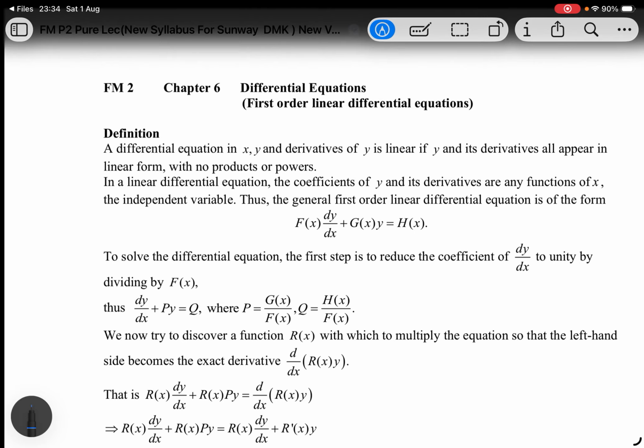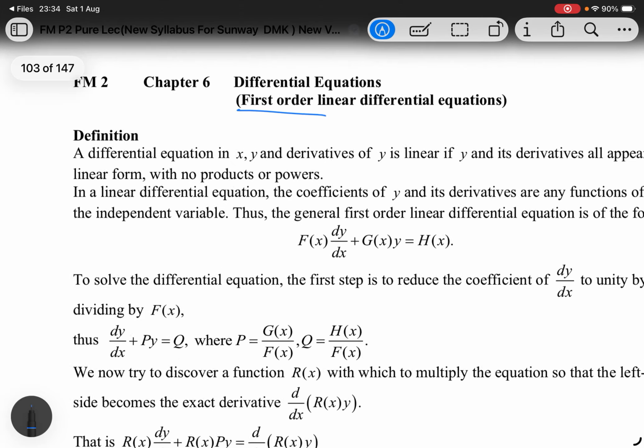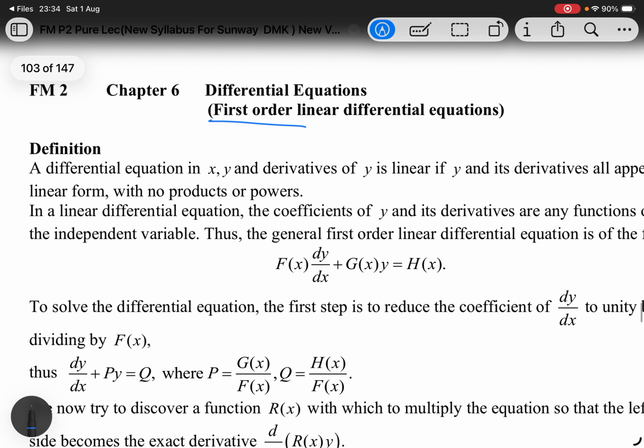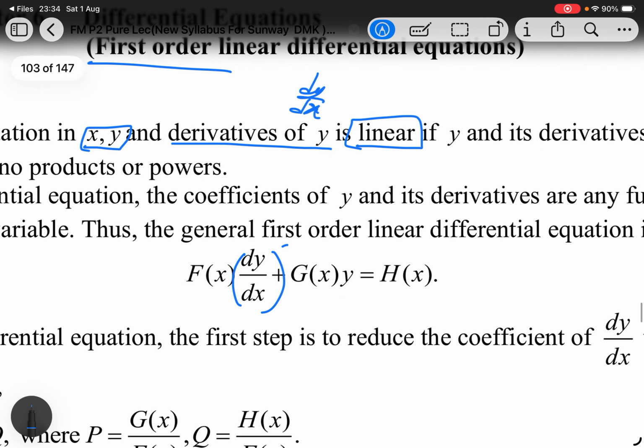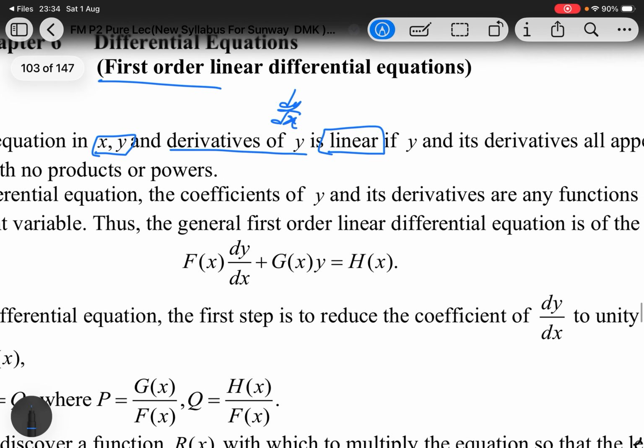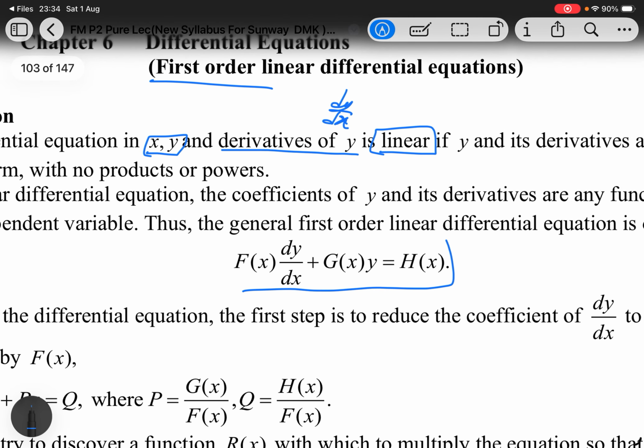Okay, differential equations. First of all, we'll be learning about first order. Basically, a first order linear differential equation is just an equation with x and y and the derivative of y, which is just dy/dx. And then everything is linear. So you see, we don't have squares. It's just power 1. Square would be our second order. So I'll talk about linear first.